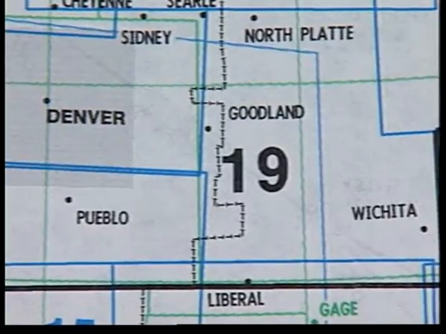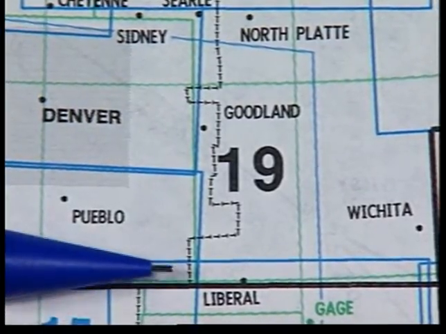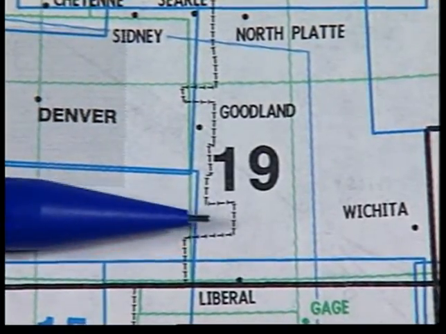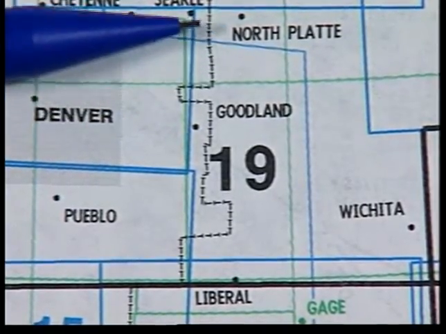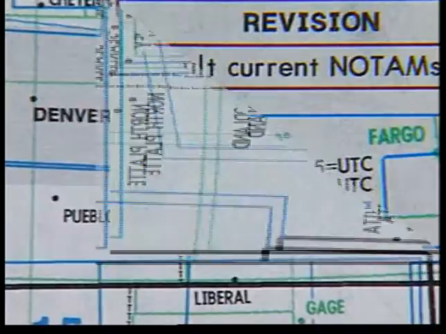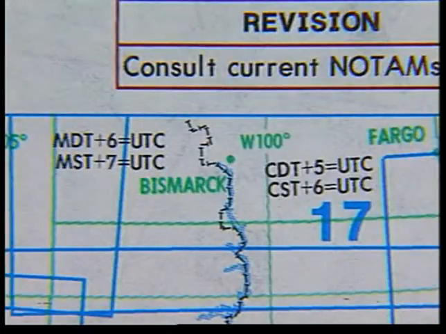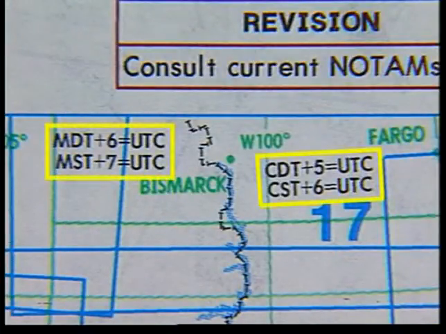Time zone boundaries are identified by a series of T's on the chart index. This example shows the division between the Mountain and Central time zones. The front panel also provides the formulas for converting daylight and standard time to universal coordinated time. Here you can see the conversion formulas for both Mountain and Central times.